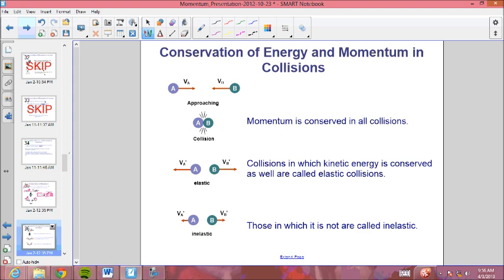Collisions in which kinetic energy is conserved are called elastic collisions. Those in which they are not are called inelastic. So in elastic collisions, if you look, our arrow going in is equal to our arrow going out on both sides. In inelastic, they lose a little bit, so the arrows are going to change.